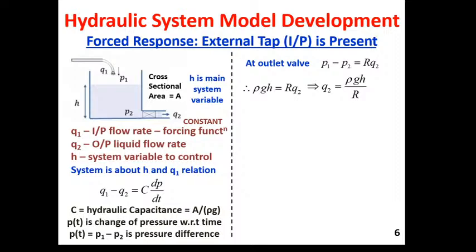From these two equations, Q1 minus Q2 and P1 minus P2, we can find the value of R Q2. So we find Q2 is equal to rho G H divided by R. Rho G H is equal to R Q2, and rho G H is nothing but P1 minus P2, because H is actually causing the pressure difference between the higher and lower end of the liquid. So P1 minus P2 can be substituted by rho G H, equal to R into Q2, and in that case Q2, the outlet flow of liquid from this container, is a function of rho G H divided by R.